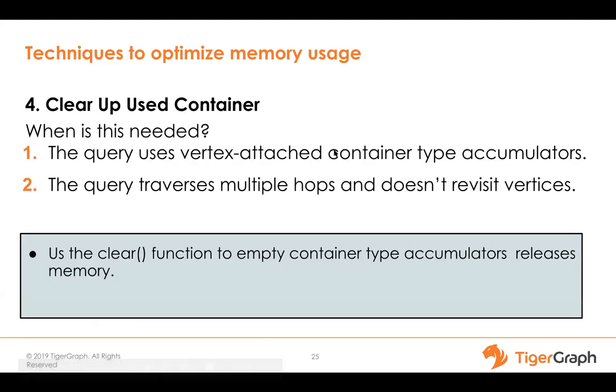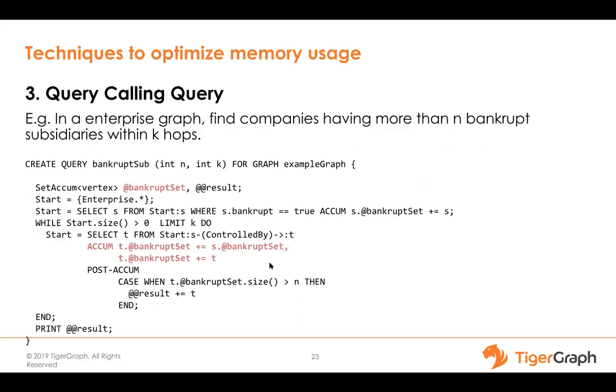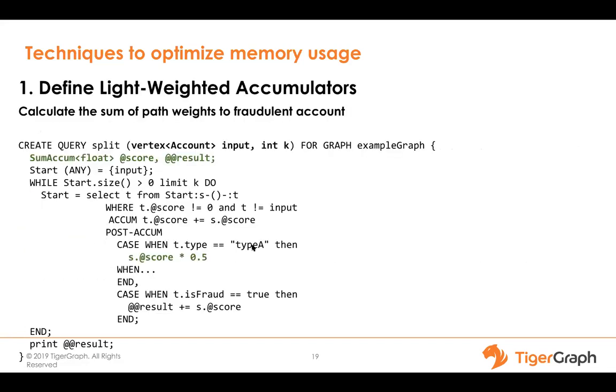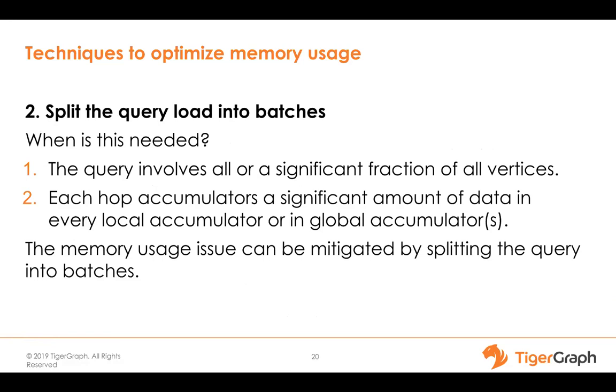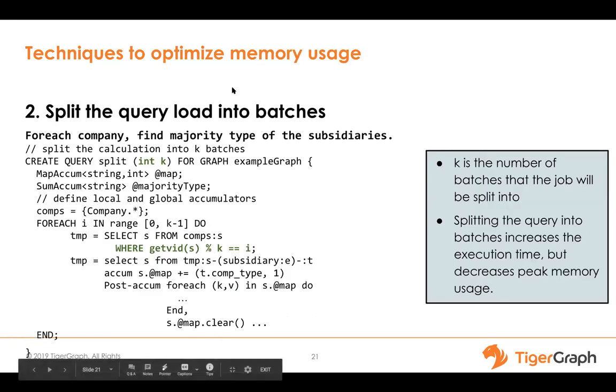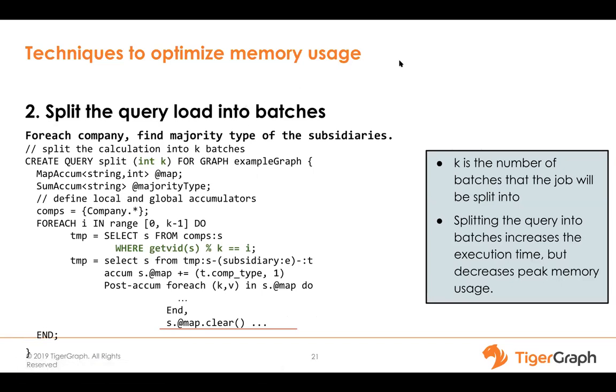And the fourth technique is to clear up the used containers. When your query uses vertex attached container type accumulators, and the query traverses multiple hops and doesn't revisit the vertices, you can clear out the used containers to release the memory. This is also mentioned in the second technique: we can clear out the containers once they have been used. So just call this .clear function for unused containers. The system will release the memory for you.